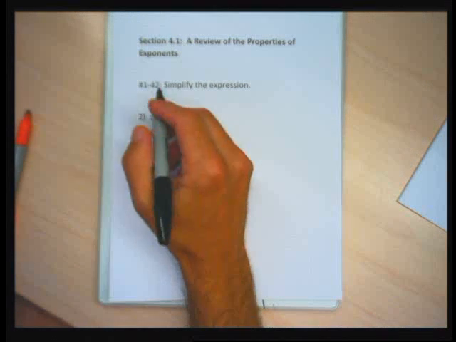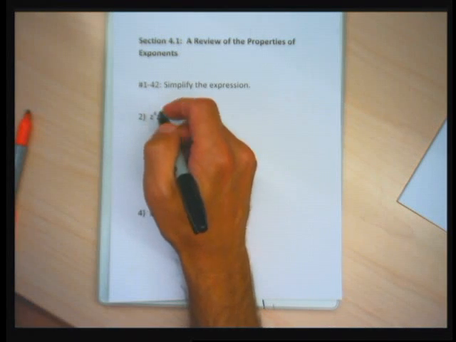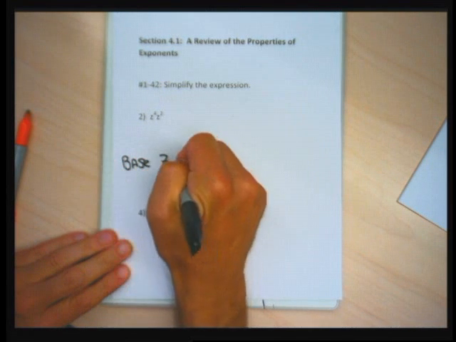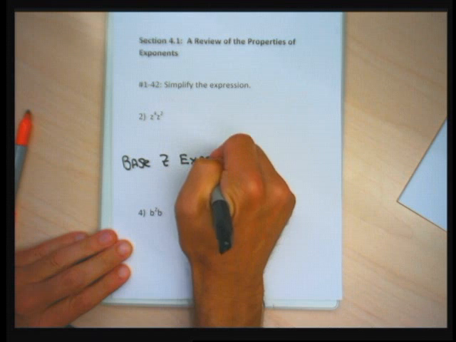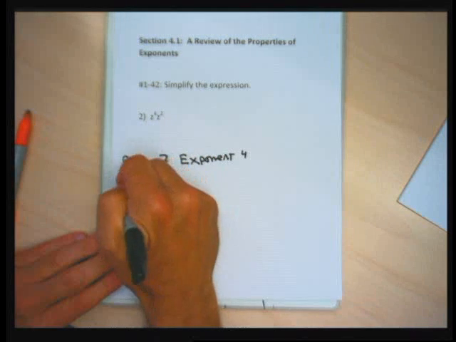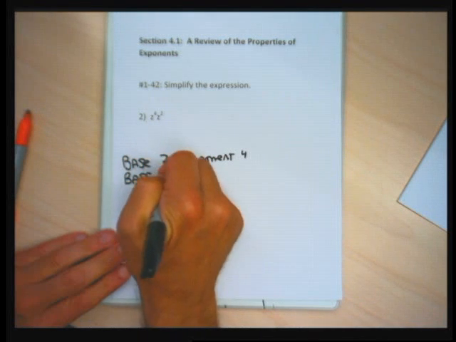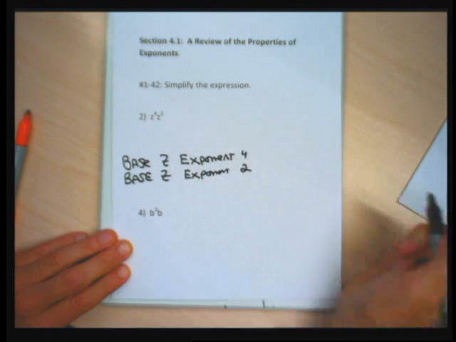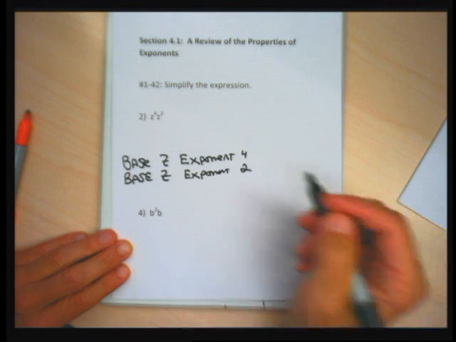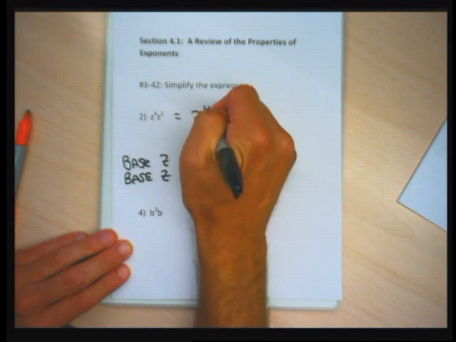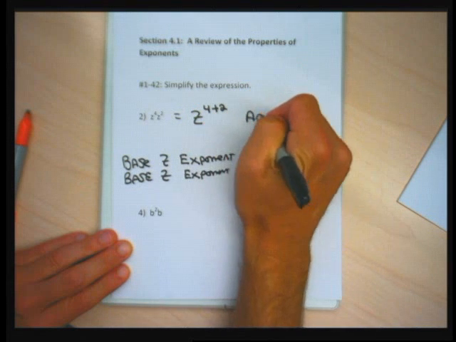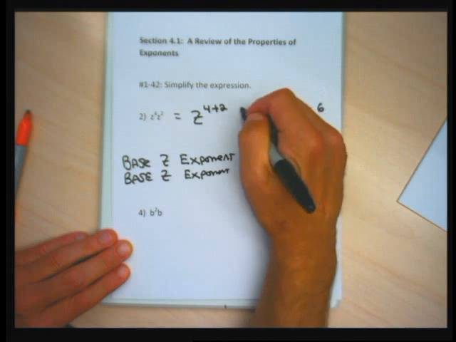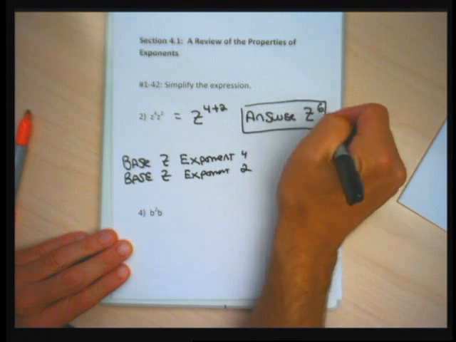The rule that applies here is I'm multiplying terms. The first term has a base of z and an exponent of 4. The second term has a base of z and an exponent of 2. So I'm multiplying terms with the same bases. To multiply terms with the same bases, you add the exponents, and the answer to problem 2 is just going to be z to the 6th power. And that's all there is to do.